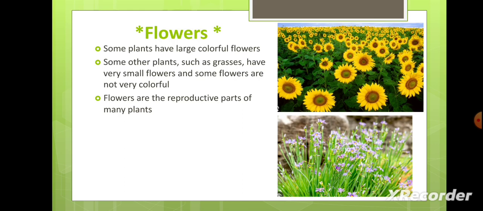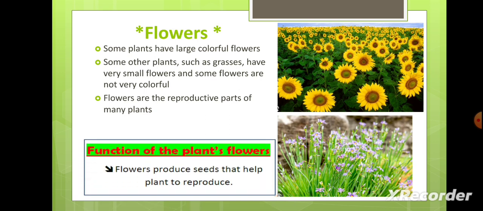Flowers are the important part that is responsible for reproduction in plants. So what is meant by reproduction? Reproduction in humans and animals means to have babies. But in plants, reproduction means that we have new plants. So if I ask you which part of the plant is responsible for reproduction, you will tell me that it's the flowers.